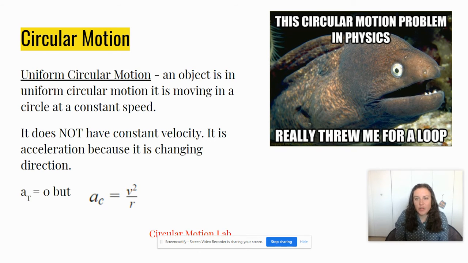And then the circular motion problem in physics really threw me for a loop. Okay.